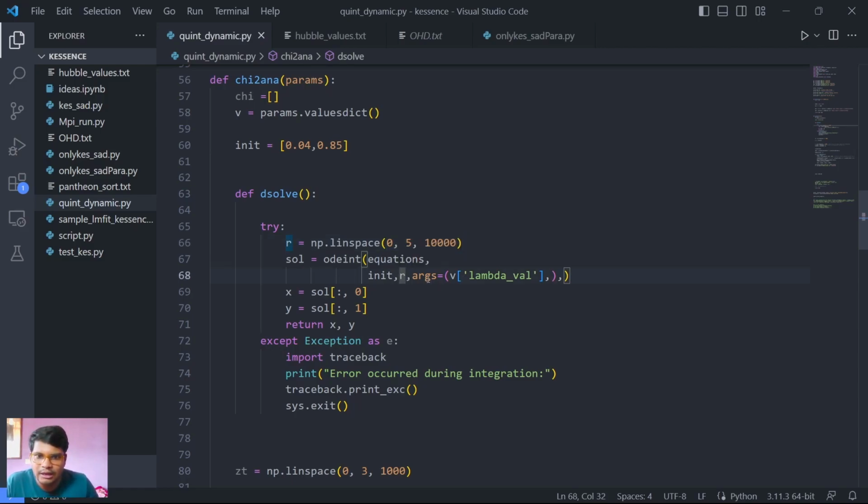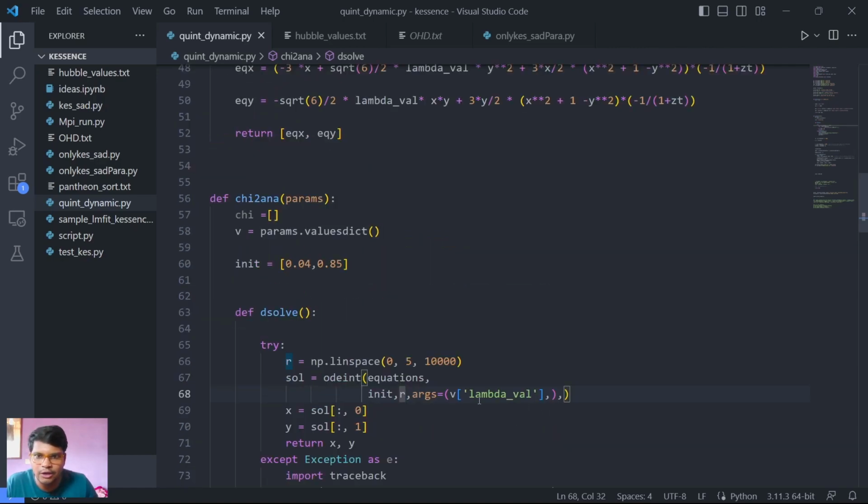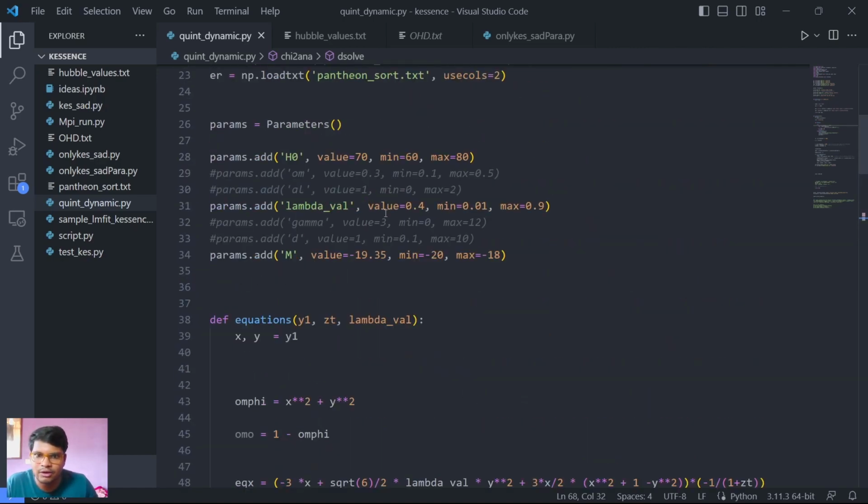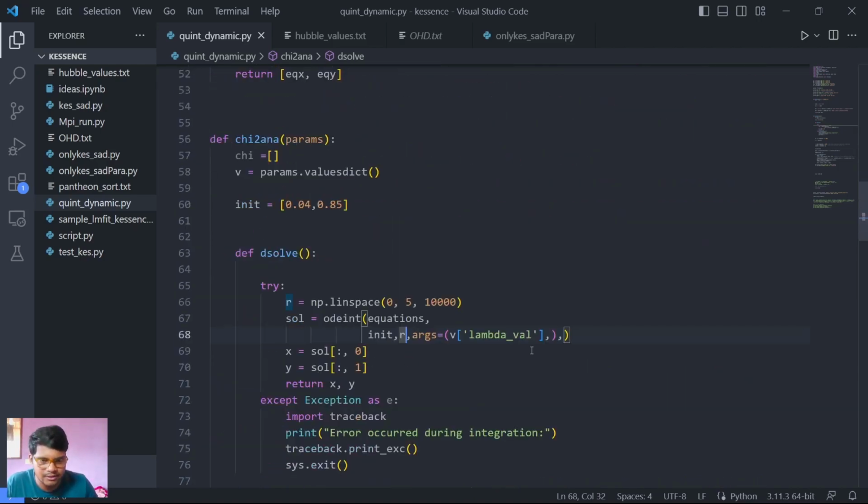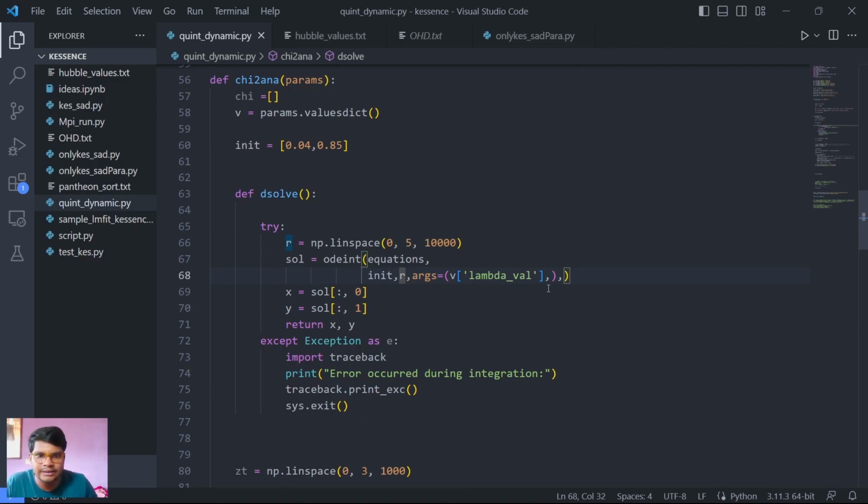Now over here the argument is v lambda. What is this v showing? This v of lambda is the variable of lambda, so it takes its value from this parametric space. The lambda value is 0.4, the minimum is 0.01 and the maximum is 0.9, because when I tried 1 and 2, the differential equation was not running. So I have set the minimum like that. Then you have to make a comma and close this bracket. If you are not putting the comma, it will take different values again. And over here there is a comma that is not required, you can just skip it.